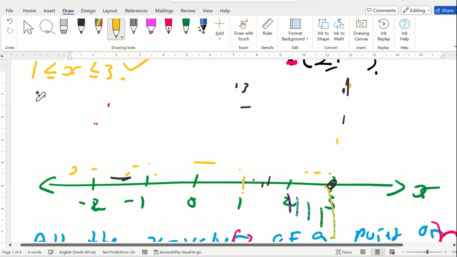Starts at 1. It goes on forever like that. What is the domain? Starts at 1, goes on forever. What is the domain of that line? Just say out the answers.